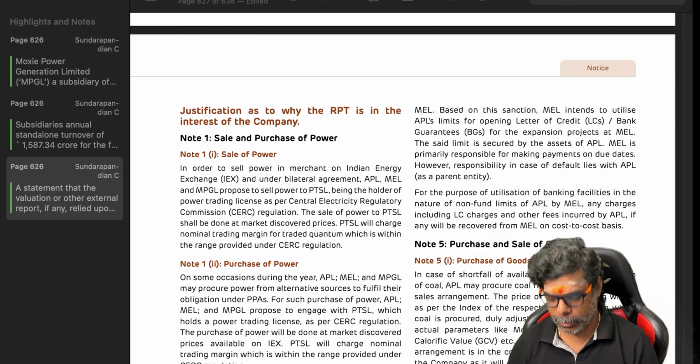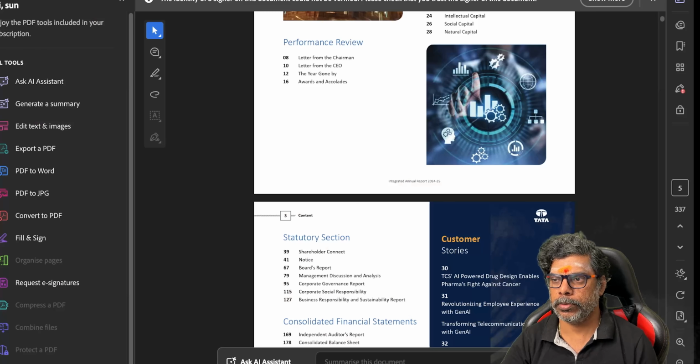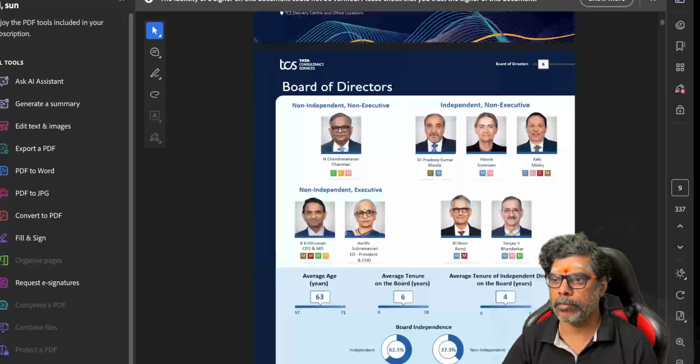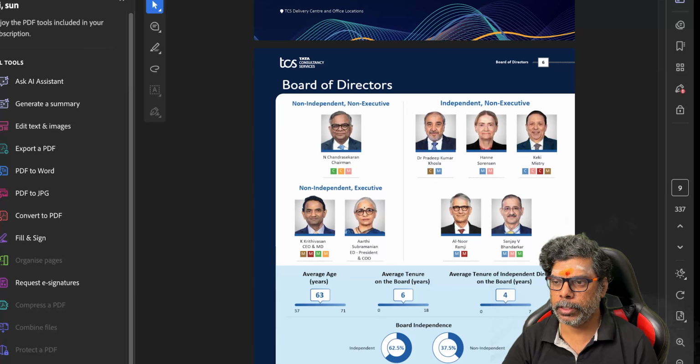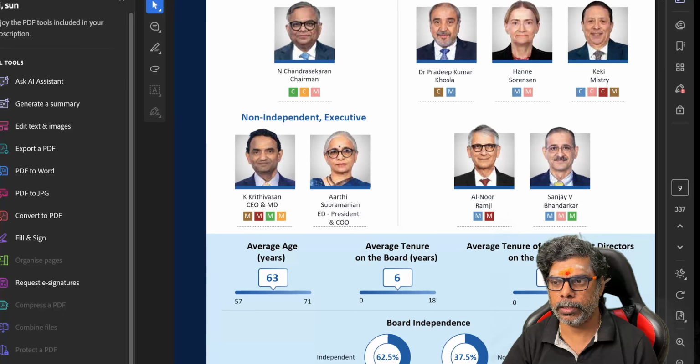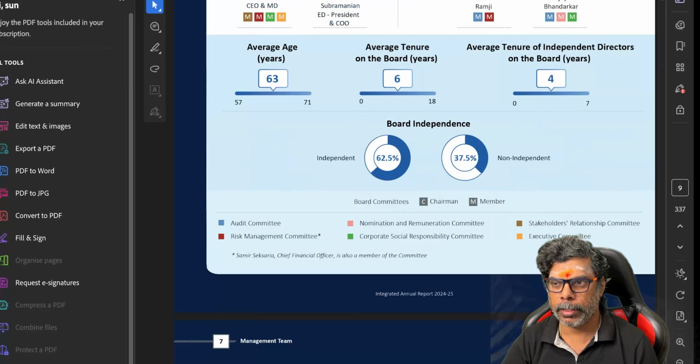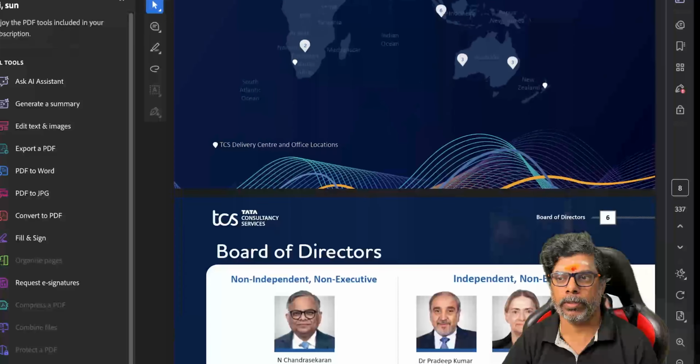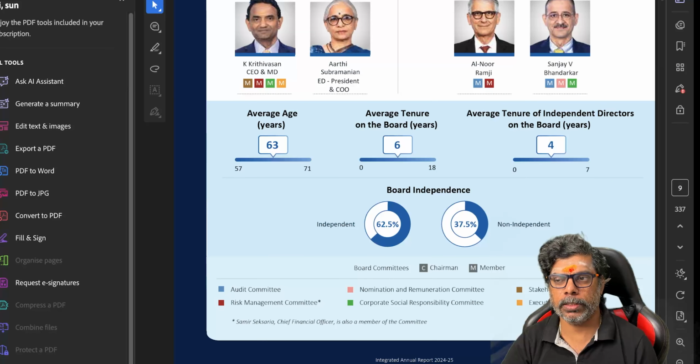So you need to check. If you check the TCS governance, I'll just show the TCS one. Here you can see the non-independent directors, the independent non-executive directors, and the non-independent executive directors. If you see the average board independence, independent is 62.5 and non-independent is 37.5, right? So non-independent is very less and independence is more. This is how board independence has to be, right?